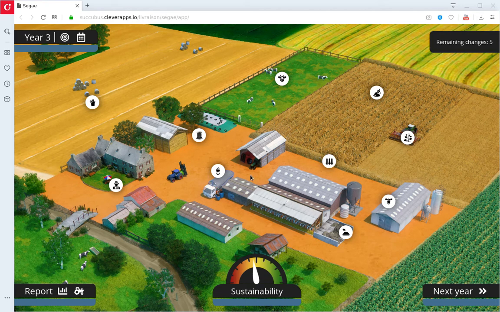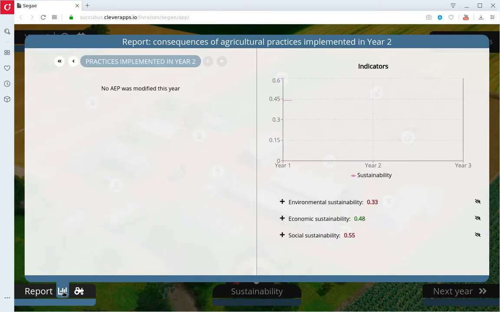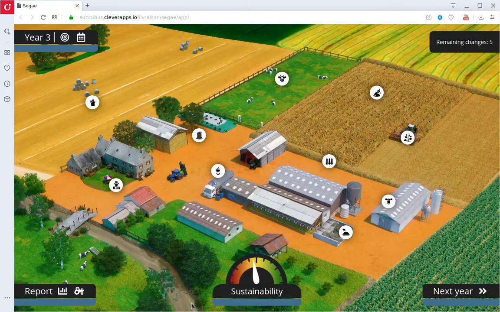The game interface is located on this board. In the lower left corner, there are detailed reports regarding a given stage of the game. This is information about the farm and about actions, e.g., agroecological practices taken in the current and the previous years. The lower right corner allows you to go to the next year, i.e.